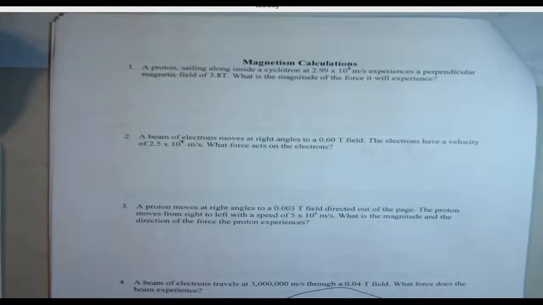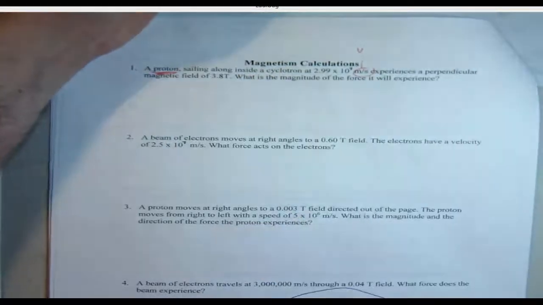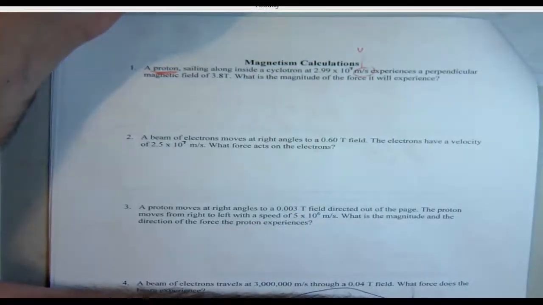All right, number one. A proton sailing along inside a cyclotron at 2.99 times 10 to the 7 meters per second. So, remember, meters per second equals velocity, right? It experiences a perpendicular magnetic field at 3.8 teslas. What is the magnitude of the force that it will experience?